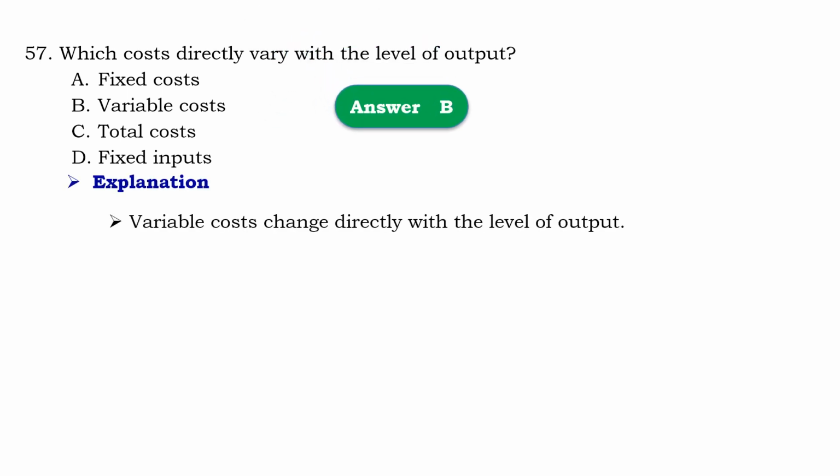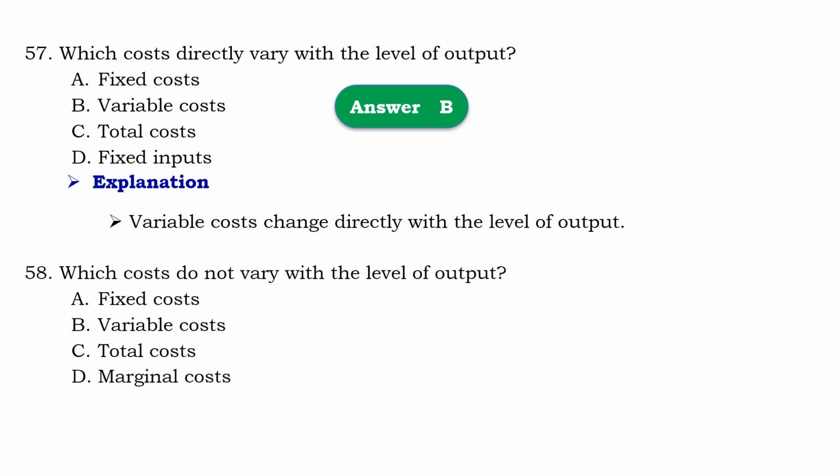variable costs change directly with the level of output. Question number 58, which costs do not vary with the level of output?